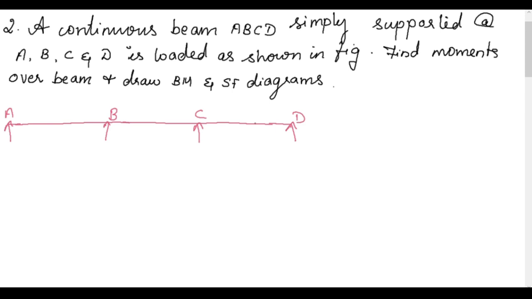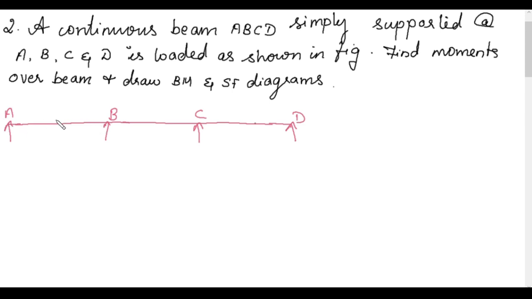So the question is, a continuous beam ABCD simply supported at A, B, C and D is loaded as shown in figure. Find moments over the supports and draw the bending moment and shear force diagram. So our given figure is a three-span continuous beam simply supported at A, simply supported at B, simply supported at C and simply supported at D.